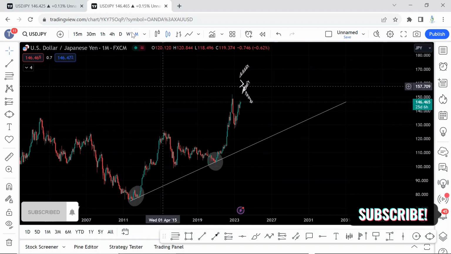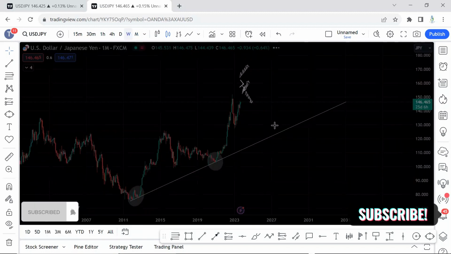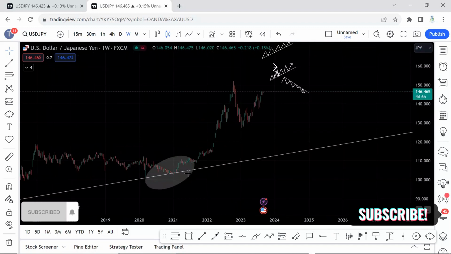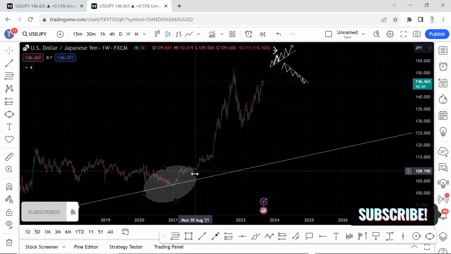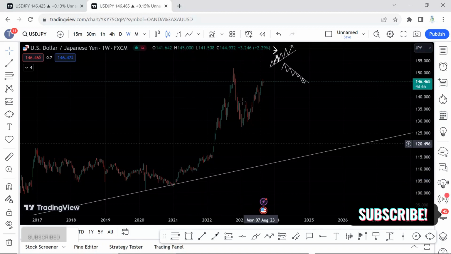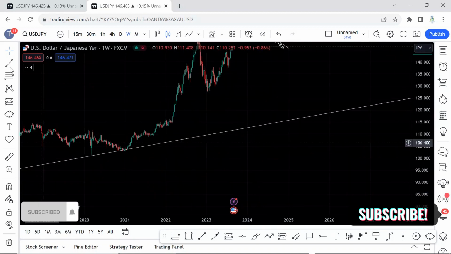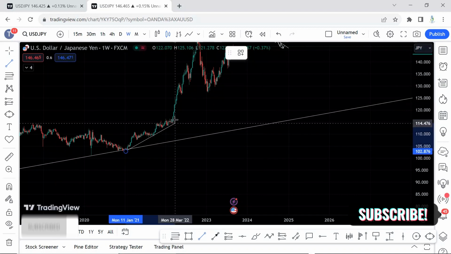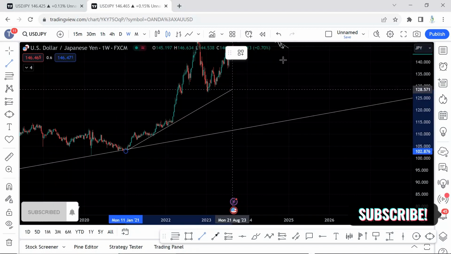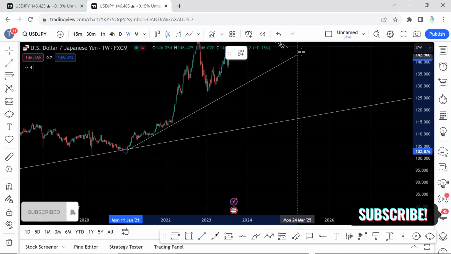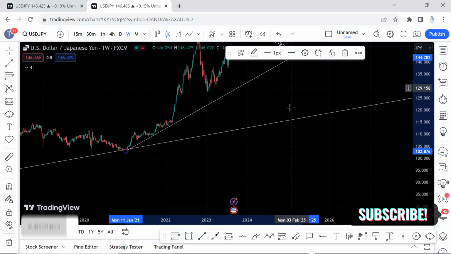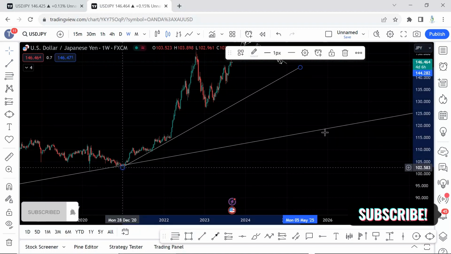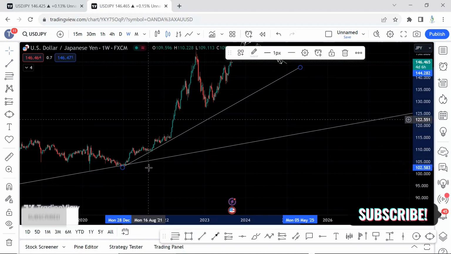Then you move to the weekly time frame right here. After I move to the weekly time frame, you check: okay, can we see any valid trend line here? Yes, I can see a valid trend line. You can see first touch, second touch, third touch. Then drag it as it goes up. You guys can see it here.